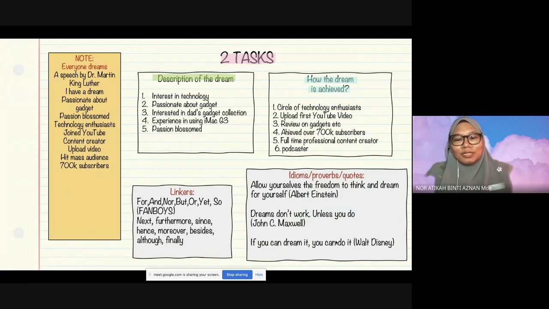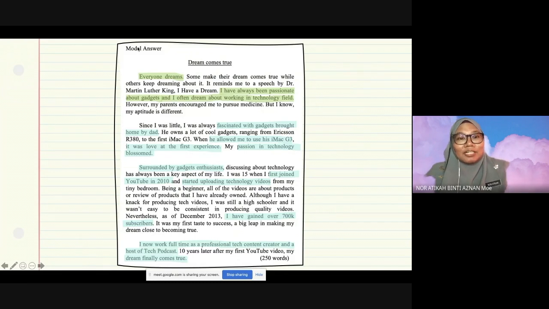Dreams don't work unless you do, by John C. Maxwell. And the last one, if you can dream it, you can do it, Walt Disney. These are the things that I have in mind. Let's see how much I wrote. Ta-da! So this is the model answer.